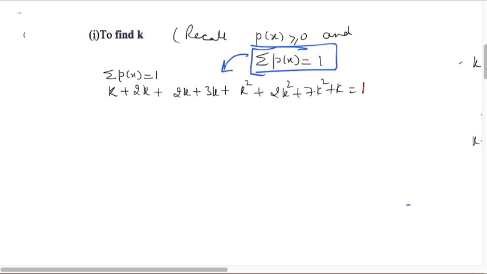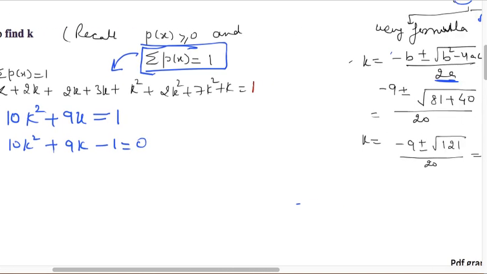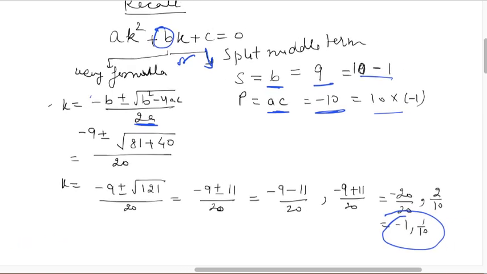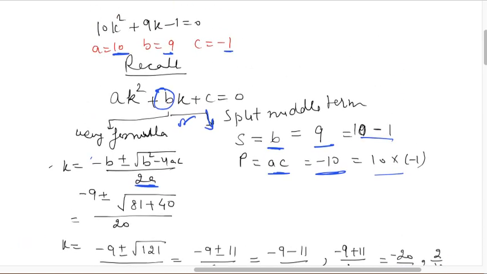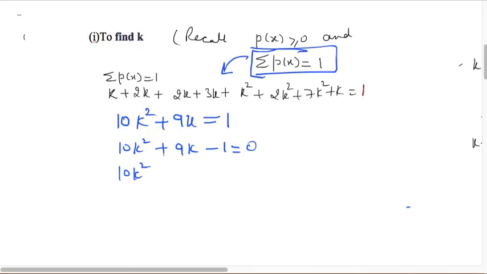So we will add all the probabilities from 1 to 7 given in this question, and after simplification we will get 10k square plus 9k minus 1 equals 1 on the other side, so 10k square plus 9k equals 1... When we write all the terms on the same side, we get a quadratic equation in k. To solve a quadratic equation in k, we have two techniques. One is we can use the formula with b square minus 4ac, and the second one is we can use splitting the middle term. I will use splitting the middle term, where we can split the middle term, this one, right?